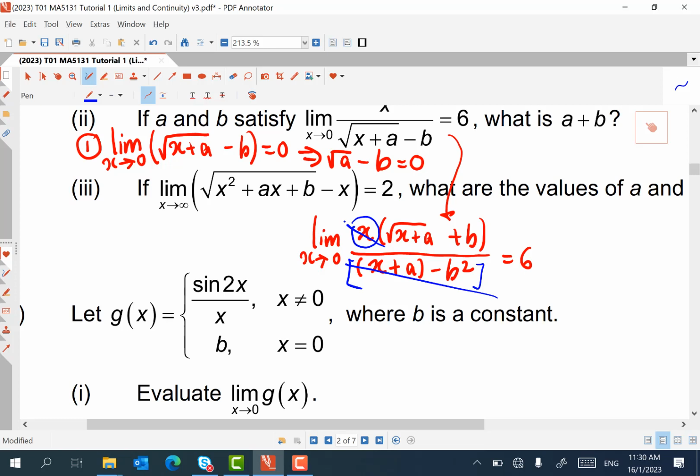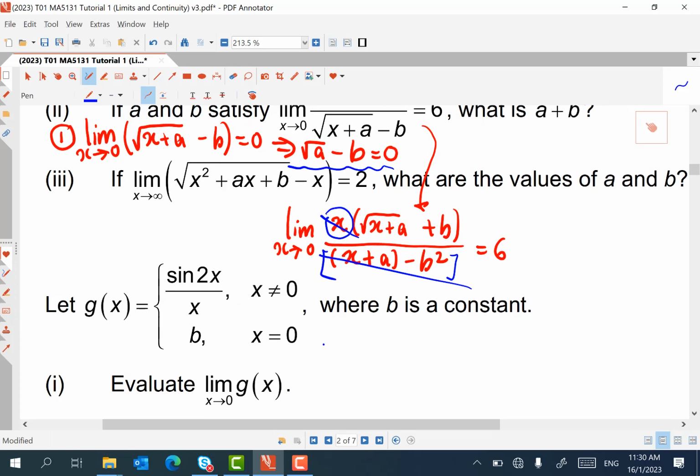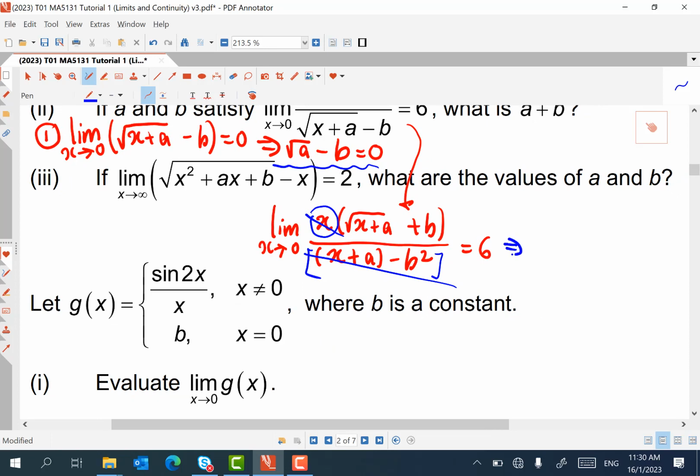You know why I can cancel off or not? Because we have established that this is the case. So this means a minus b squared is 0. So you're left with x at the bottom and x at the top. So this tells me, therefore, you have root a plus b is equals to 6. So let me call this one equation 2, while this is my equation 1. Right. So from here you can find your a and b.